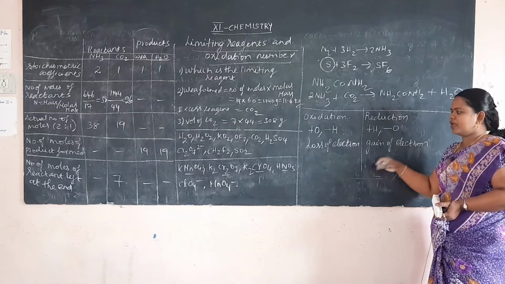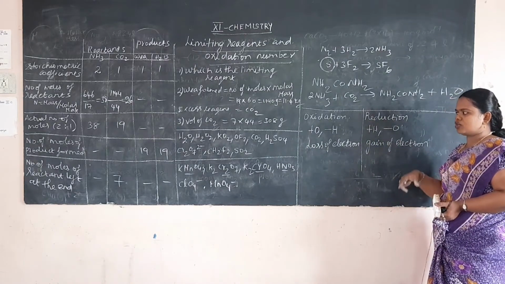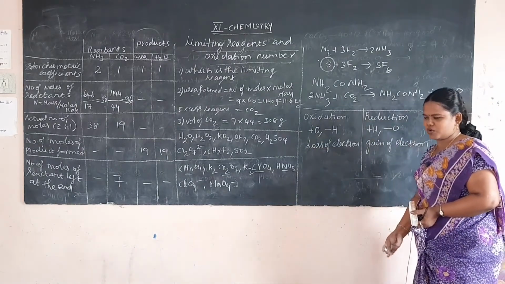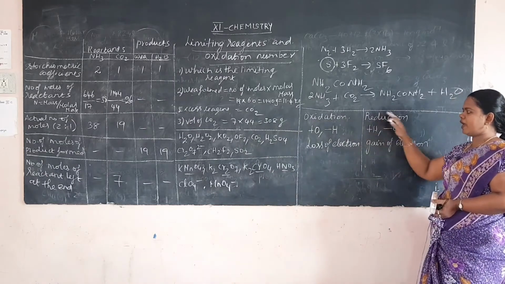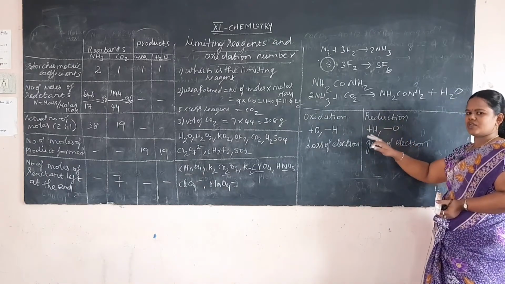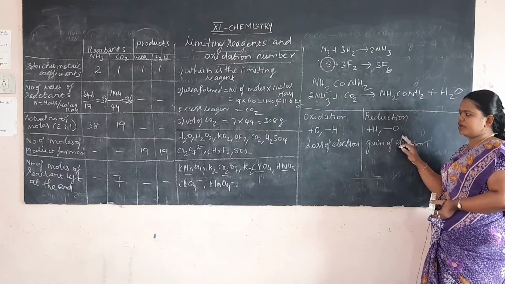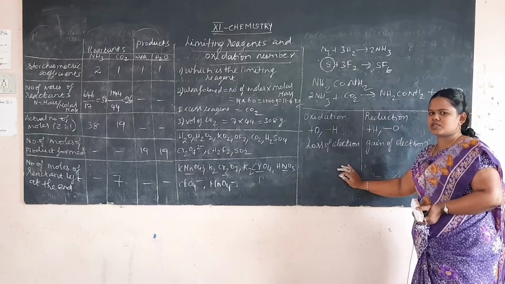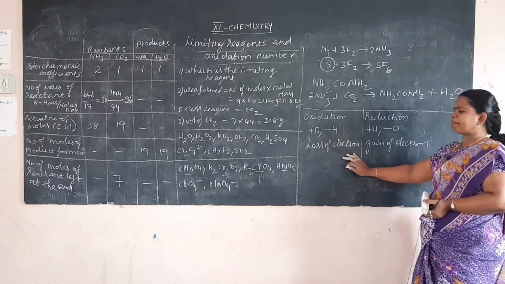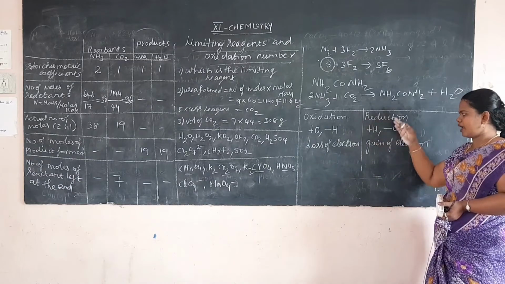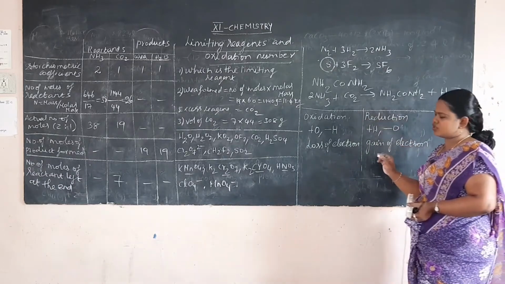So this I have said using atoms, and this using electrons. A reaction which involves addition of oxygen or removal of hydrogen is what? Oxidation. A reaction which involves addition of hydrogen and removal of oxygen is what? Reduction. A reaction which involves loss of electron is what? That is oxidation. And a reaction which involves gain of electron is known as reduction.